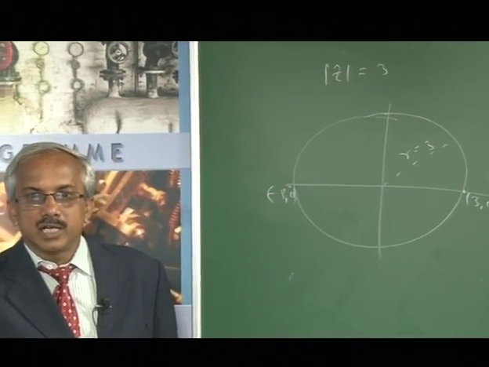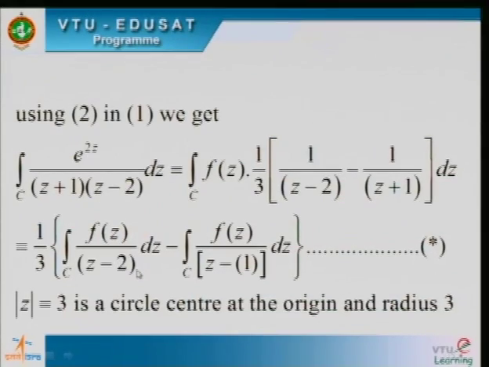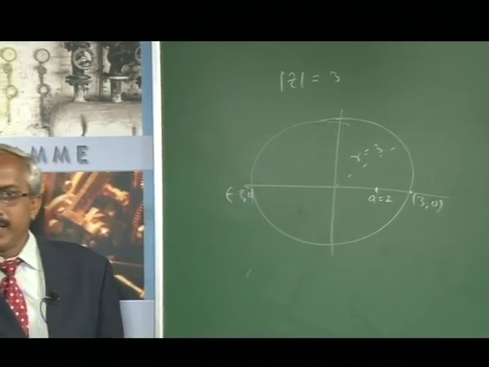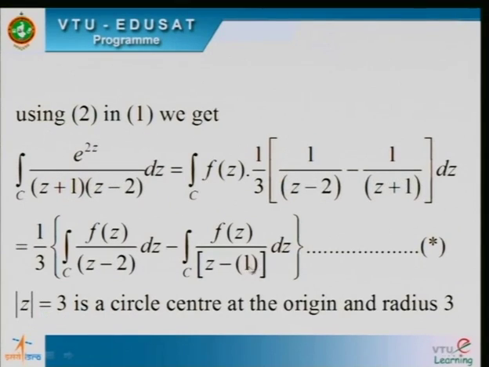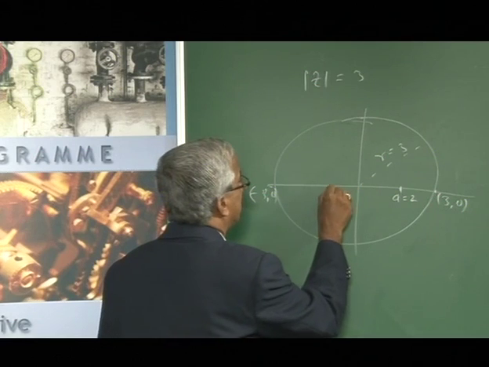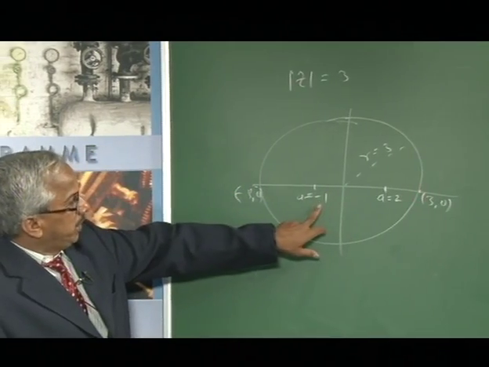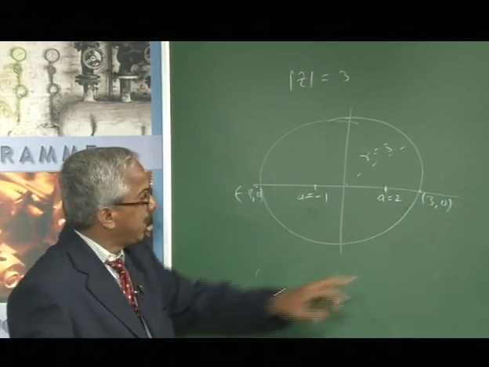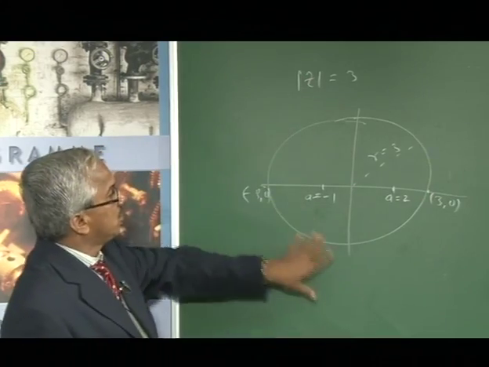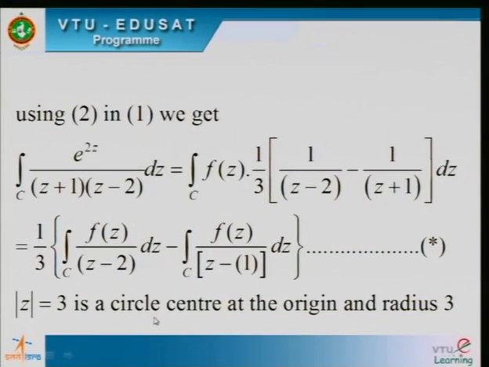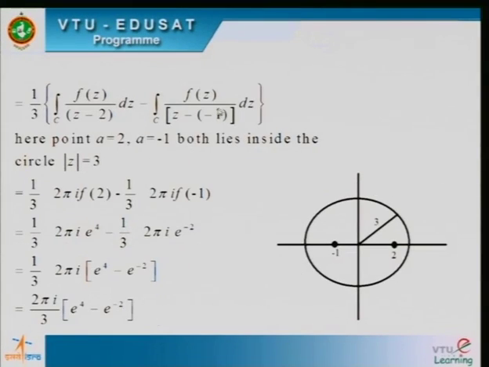Here, z minus 2 means the point a = 2, and z minus of minus 1 means the point a = minus 1, which lies here. Observe that both the points minus 1 and 2 lie inside the circle |z| = 3. Therefore, using Cauchy's integral formula we can express this result, where f(z) is as above. Both points lie inside the circle.